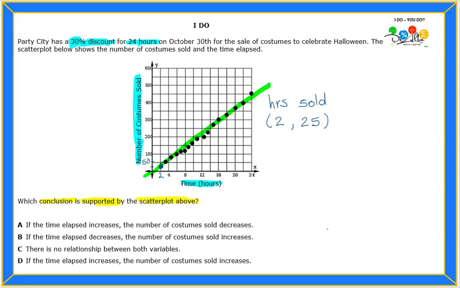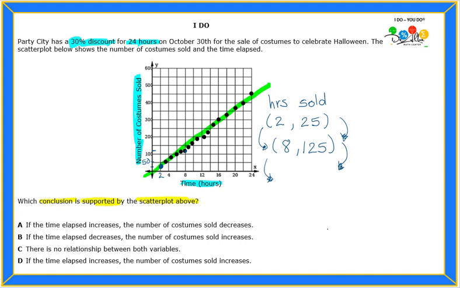So what happened as the hours increases? Okay, so let's go ahead and find another point that is somewhere over here. So after 8 hours, we have about what? 100 and maybe 25 costumes sold. So what can you conclude? What happens as the number of hours increases? What do you think is going to happen as the hours gets higher and higher? What's going to happen to the costumes that they sell?